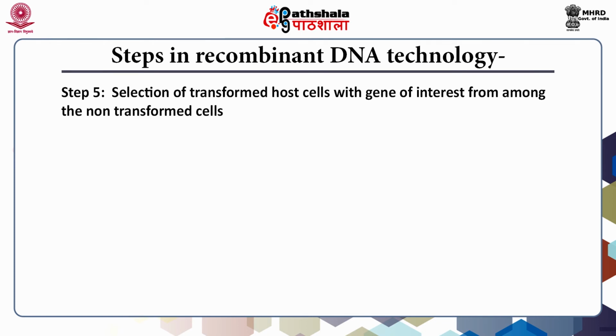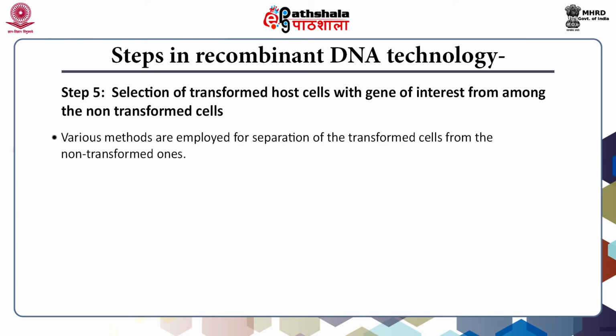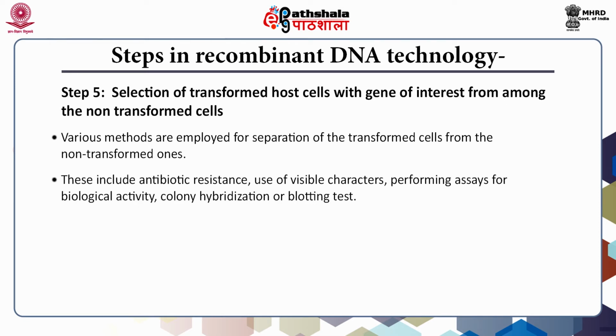Step 5 is the selection of transformed host cells with gene of interest from among the non-transformed cells. Various methods are employed for separation of the transformed cells, that is the host cells which have taken up the recombinant DNA molecule, from the non-transformed ones. These include antibiotic resistance, use of visible characters, performing assays for biological activity, colony hybridization or blotting test.